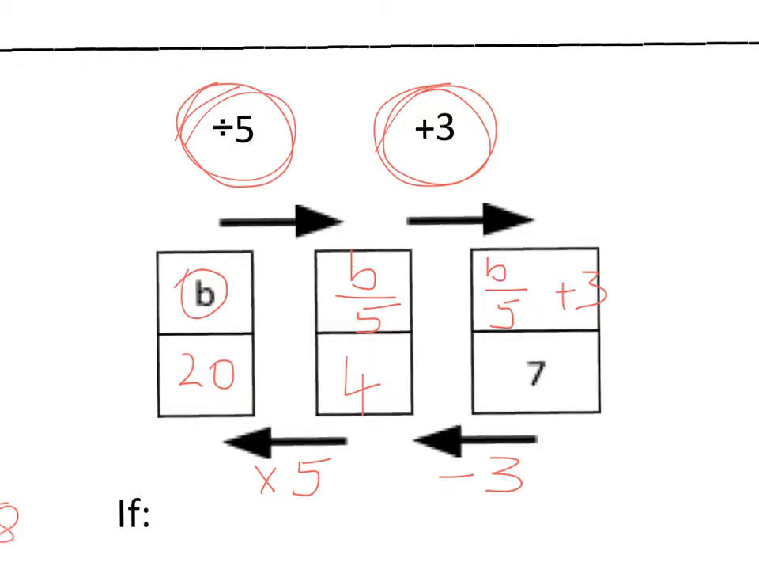So if B here equals 20, and we plug B into here, we should get 7. In fact, let's do that really quickly. So if B is 20, 20 over 5 plus 3 equals 20 divided by 5 is 4, plus 3, which equals 7. Alright, so we know that our answer is correct. We know that B is 20 because it matches up with this answer here.